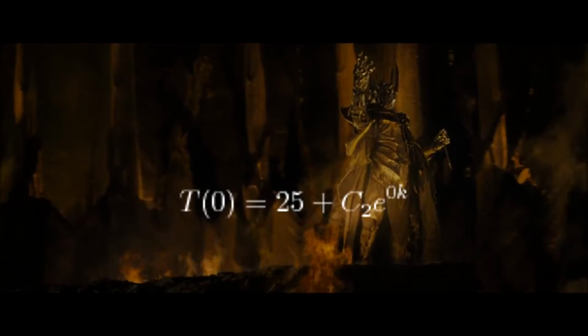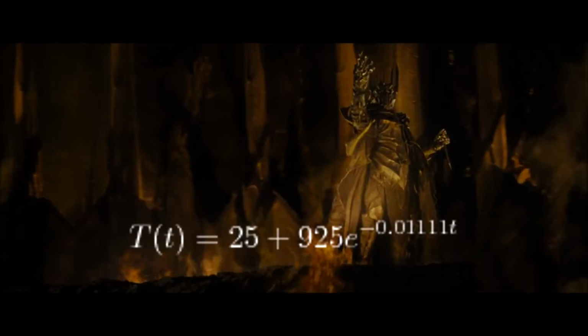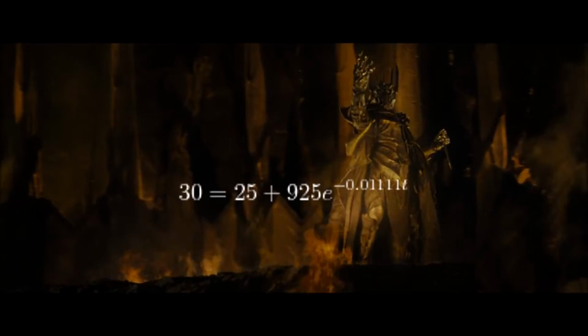We find the particular solution, then, by using T of 0 equals 950, and we get the second constant equals 925. Then we can solve for k, and we get approximately negative 0.011. Thus, we have the function for temperature in regards to time. Then, to solve for time, we set T of t equals 30, and we get time equals 469.71 minutes, or 7.83 hours.